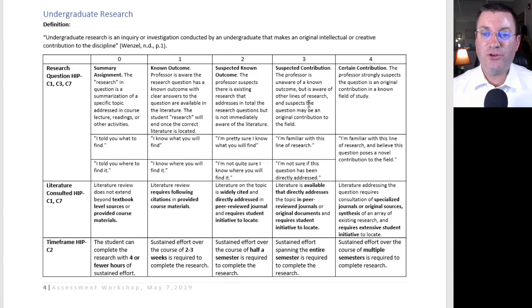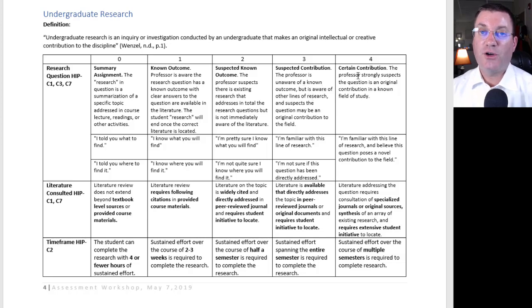Okay, then we get into levels 3 and 4, in which we suspect that there may indeed be an original contribution to the field. The professor is unaware of a known outcome, but is aware of other lines of research and suspects the question may be an original contribution to the field. I'm familiar with this line of research. I'm not sure if this question has been directly addressed. So, a suspected contribution. That's pretty good. That's getting into senior level. Again, if all 5 categories are at 3, then you've got a 15, which is a senior-level HIP.